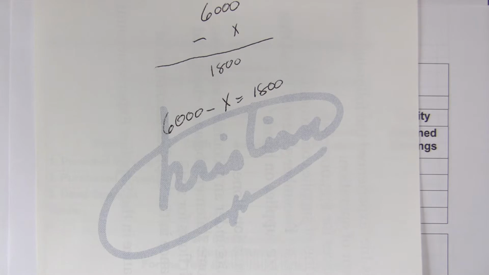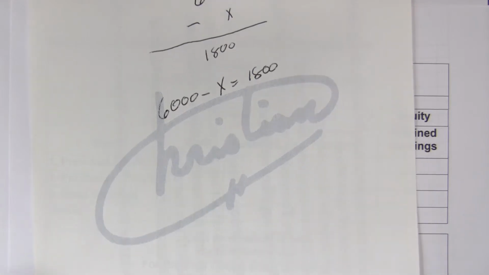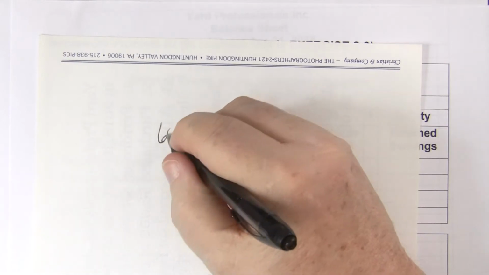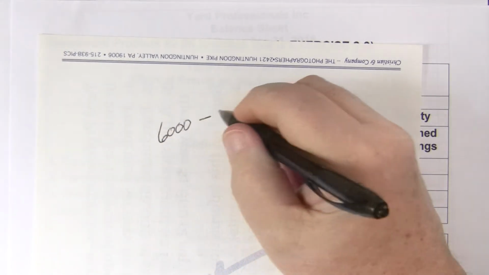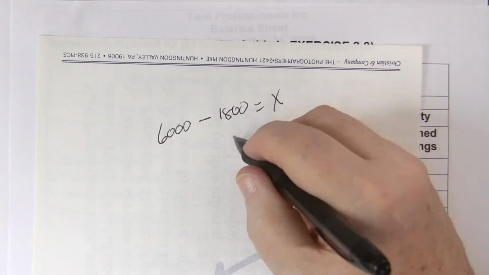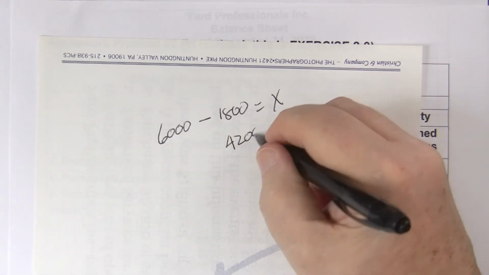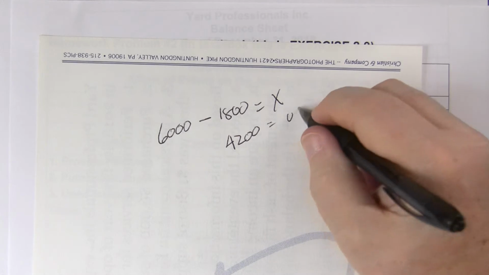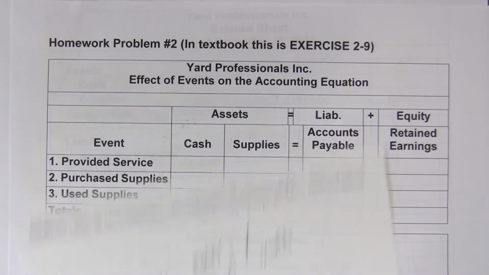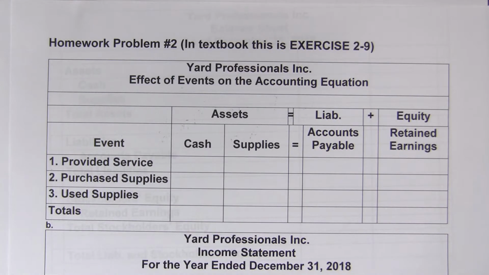So all we need to do to get X by itself is take 6,000 minus the 1,800 equals X. So that's how much we used. We're going to need to know that number.